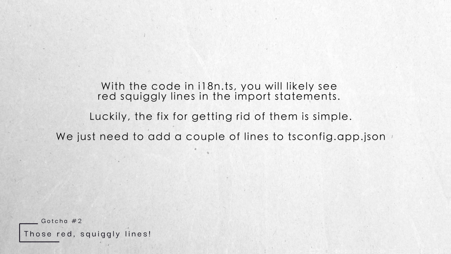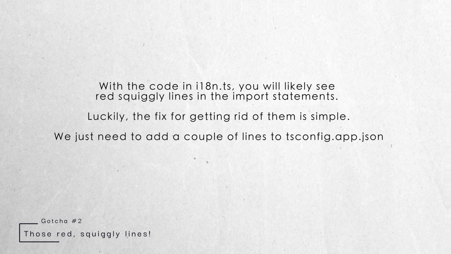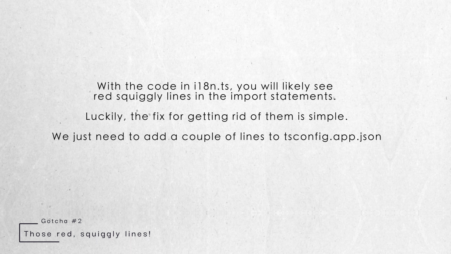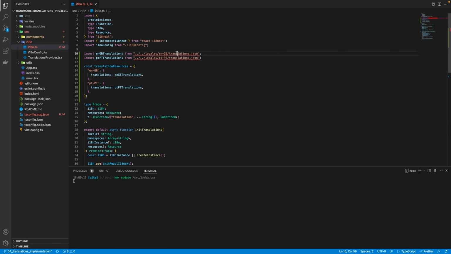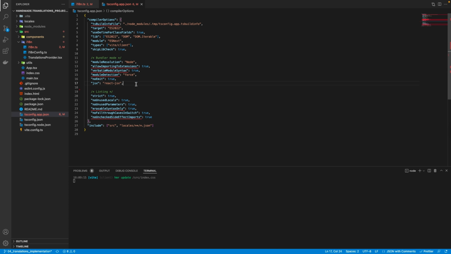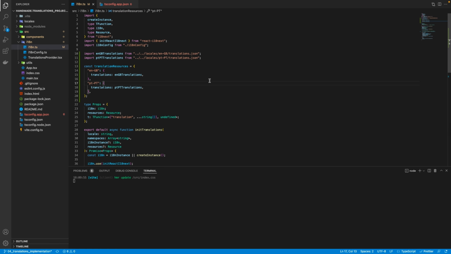Okay, gotcha two. With the code in i18n.ts, you will likely have seen red squiggly lines on the import statements. Luckily, the fix for getting rid of them is simple. Head over to tsconfig.app.json and add the following to that file. Save, and then head back to i18n.ts to see the red lines have gone. You might have to be a bit patient and wait a couple of seconds.